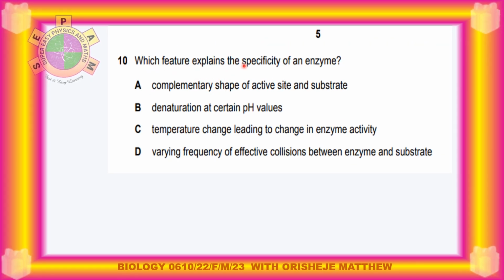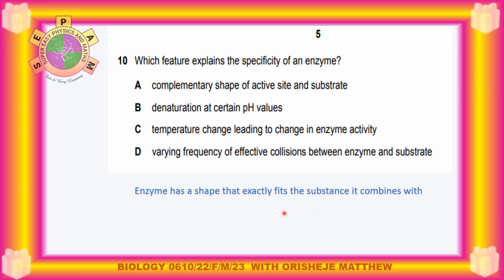Which feature explains the specificity of an enzyme? Enzymes have a shape that exactly fits the substance that they combine with. So when we say that enzymes are substrate specific, the answer is A, the complementary shape of the active site and the substrate. One enzyme cannot act on just any substance that doesn't fit into its shape.